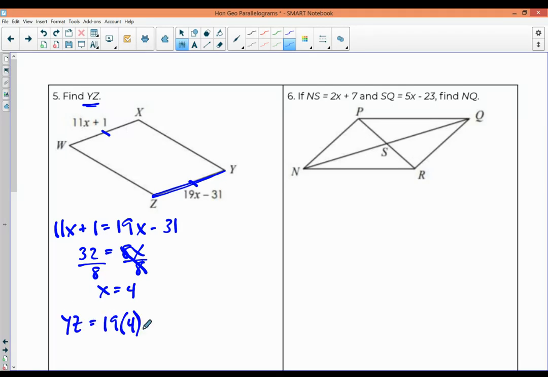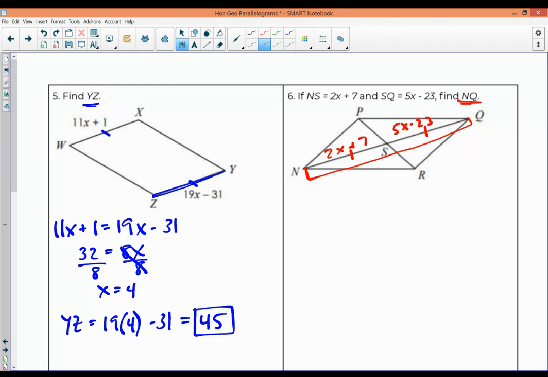So that's 19 times 4 minus 31. Calculate that. Get 45. All right. NS and SQ are congruent, so that's 2x plus 7. This is 5x minus 23, and I want to find NQ, so that's a whole segment.